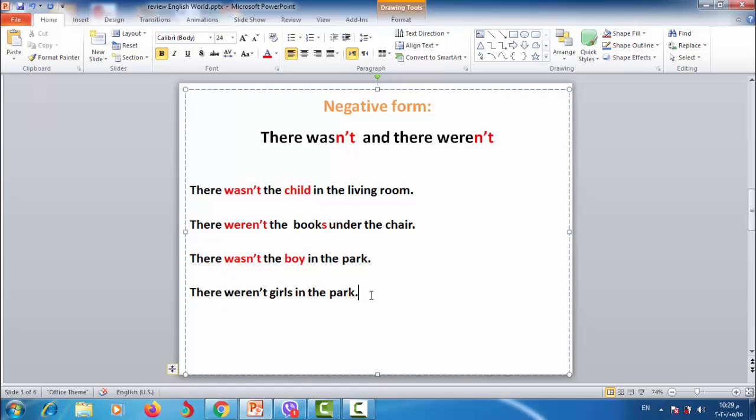The last example: there weren't girls in the park. Here we said weren't. Why weren't? Because we have the plural s. So we said there weren't girls in the park. We didn't say there was girls in the park. Why? Because we have the plural s.